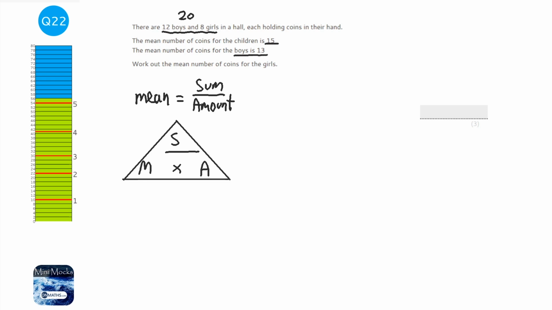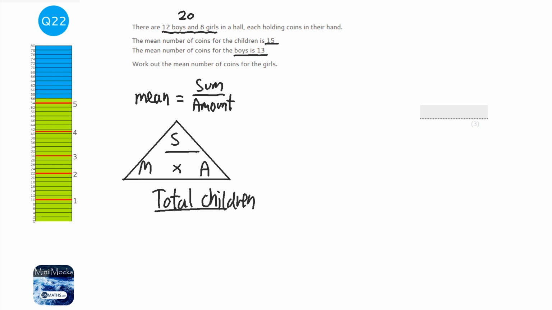And we've got to work out the mean number of coins for the girls. So we know how many girls there are, which is 8, but we don't know the total amount of coins for the girls. For the boys. Okay, so where do we start? Well, it would be helpful to work out how many coins there are in total. So if I look at the triangle there, let's write down total children.